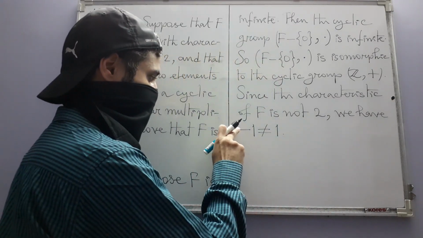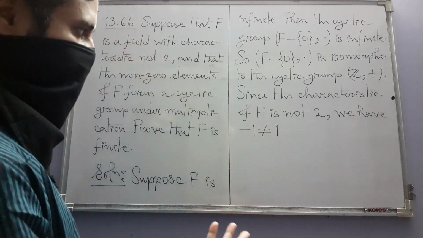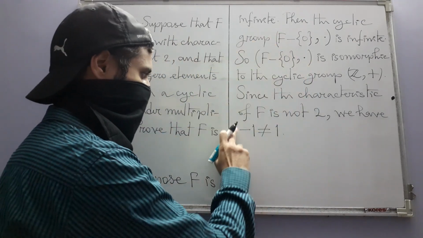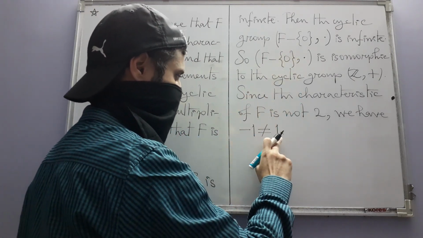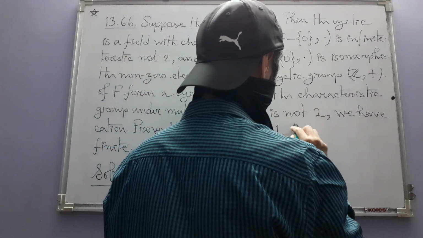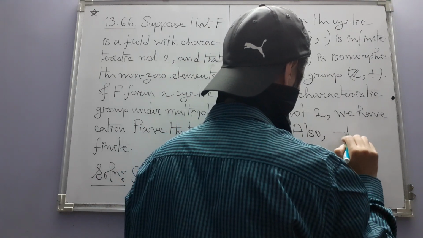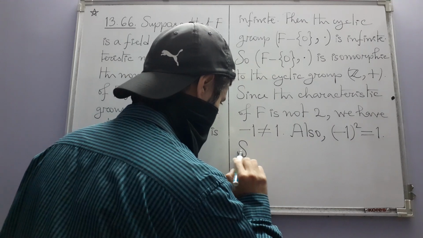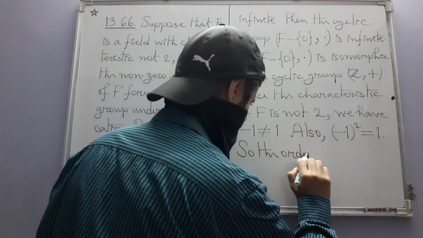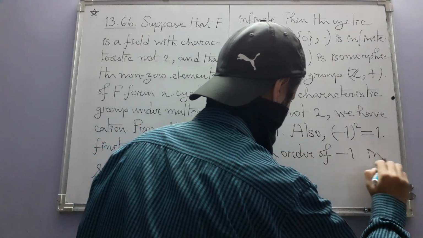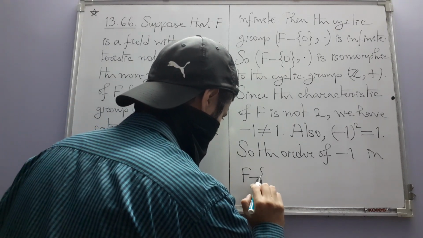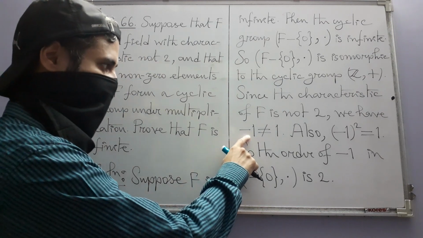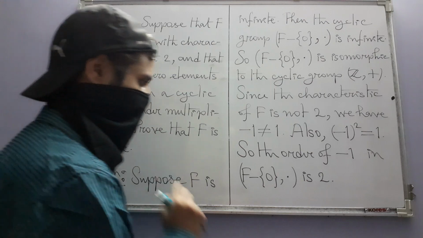So that means the element -1, of course this -1 we know is not equal to 0. So this element -1 actually belongs to this group, just like 1 belongs to the group. So -1 is an element in this group that is different from the identity element in the group, which is 1. Also, if you calculate the square of -1, then you know that it's 1. So the order of -1 in our multiplicative group is 2. The first power of minus 1 is not the identity, but the second power is. So that's why the order is 2.